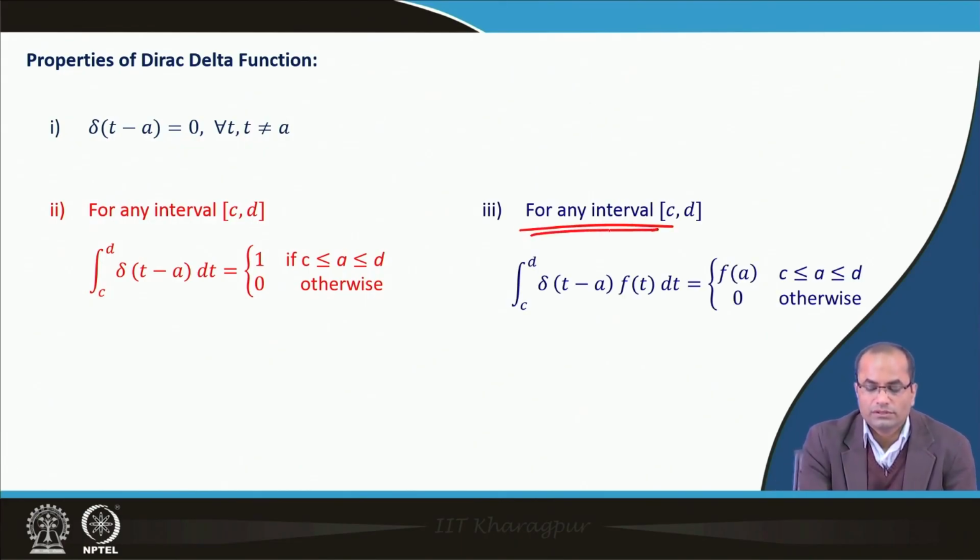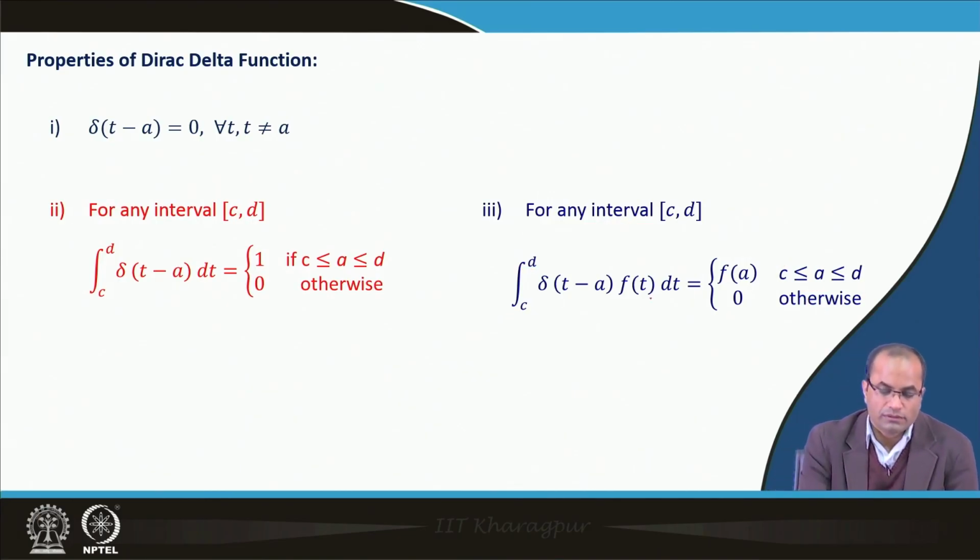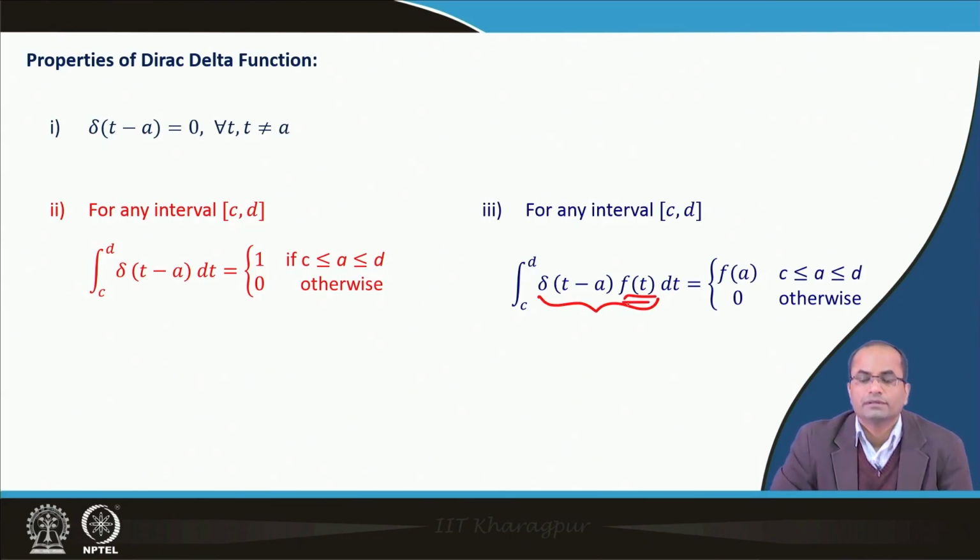Or in a more general situation, when we integrate delta t minus a with this f t from c to d, the value of this integral is going to be f a when a belongs to this interval c to d, or it will be 0 when a is outside the range of c to d. So, this is a more general situation when we have this delta function under the integration with some function f t, the value will be just f a whenever a lies between c and d.